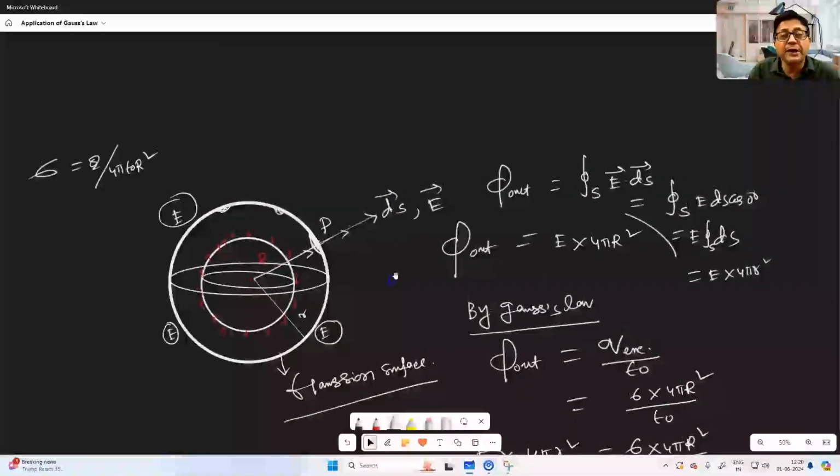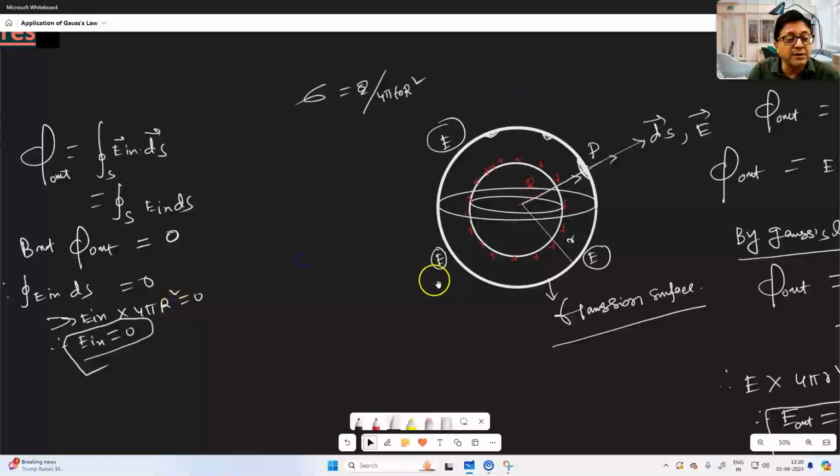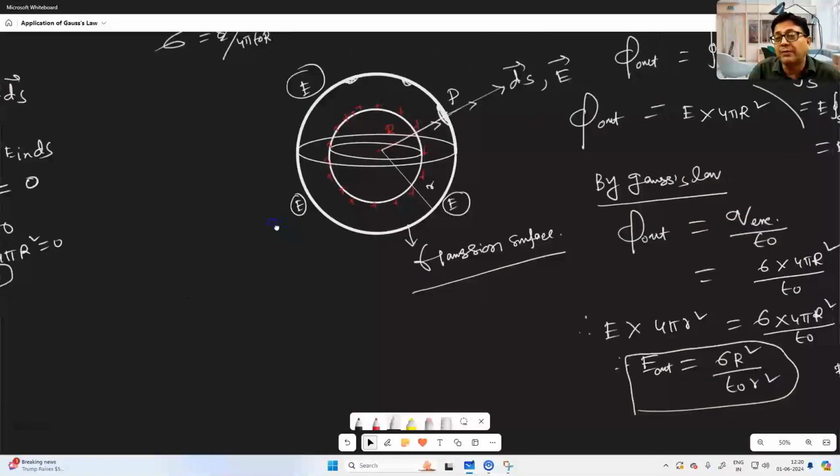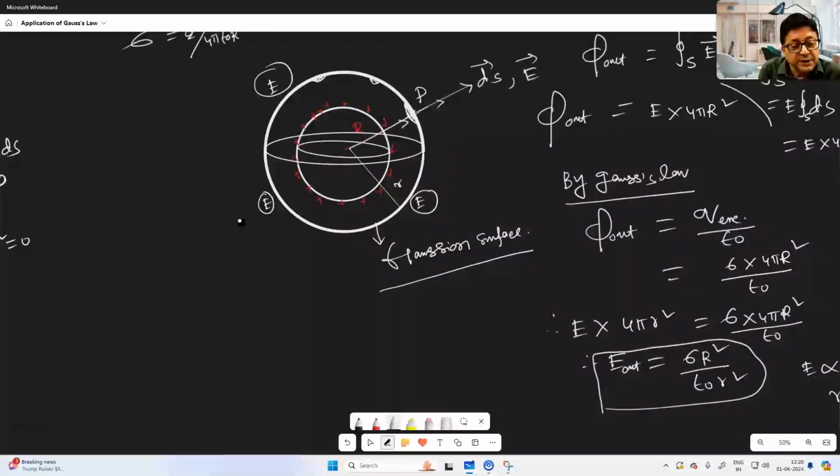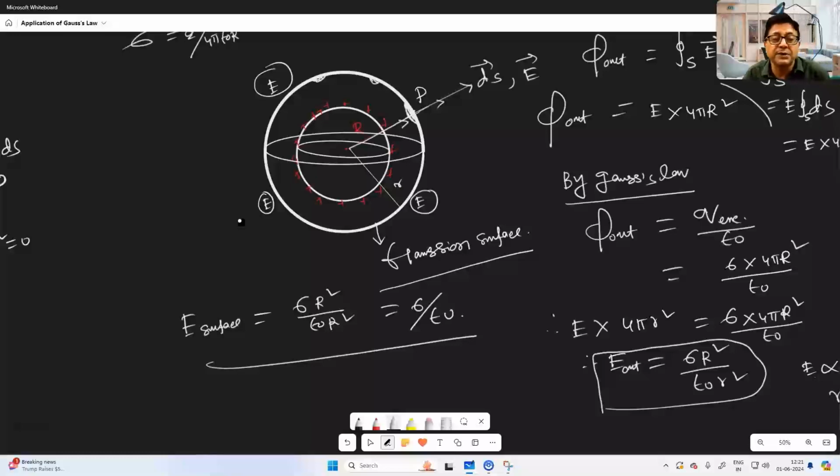E in we have already done. E in is what? 0. But now I want to calculate E on the surface. E surface means for r equal to R, you just substitute sigma R square by epsilon 0 R square. The value is sigma by epsilon 0, E on the surface. Alright? It is a constant.